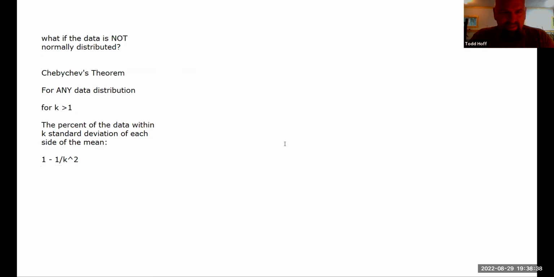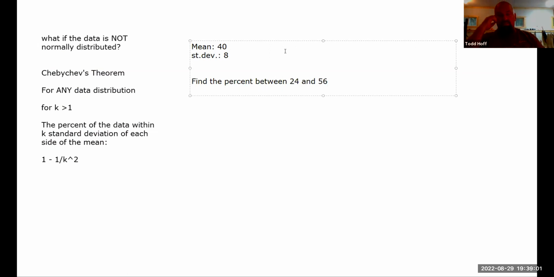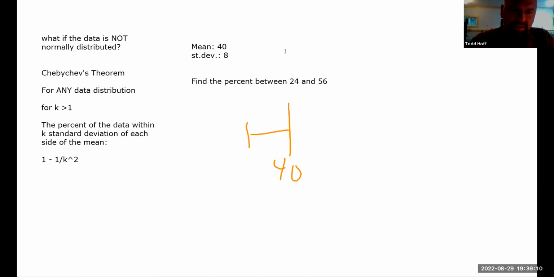So what does that mean? Well, let's say we have a data set that's not normally distributed. Let's say it has a mean of 40 and a standard deviation of 8. Let's find the percent between 24 and 56. Well, first I need to find how many standard deviations that is. If the center of my data is 40, going 1 standard deviation would be subtracting 8, that'd be 32. Another standard deviation would be 24. So 24 is 2 standard deviations below the mean.